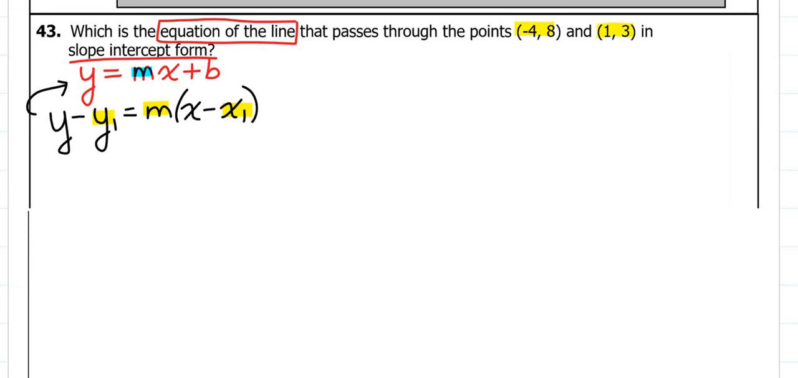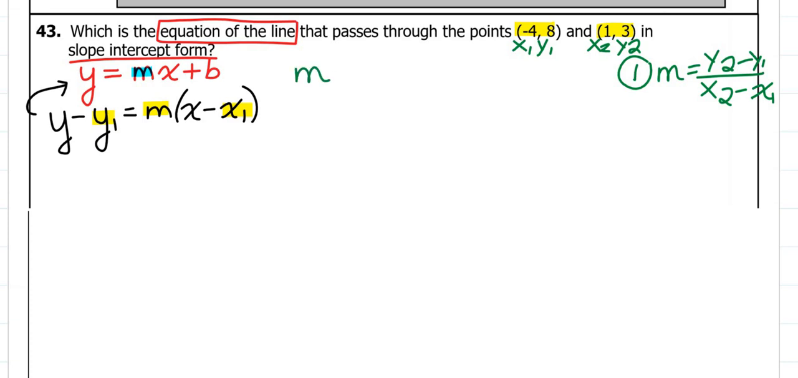So step 1, I need to solve for the slope by doing y2 minus y1 over x2 minus x1. So step 1, let's go ahead. I'm going to call negative 4, 8 my x1, y1. 1, 3 is my x2, y2. Okay, so I'm going to get started. I'm going to do 3 minus, now I look at y1, and it's 8, over x2, which is 1, minus, now let's look at x1, which is negative 4.